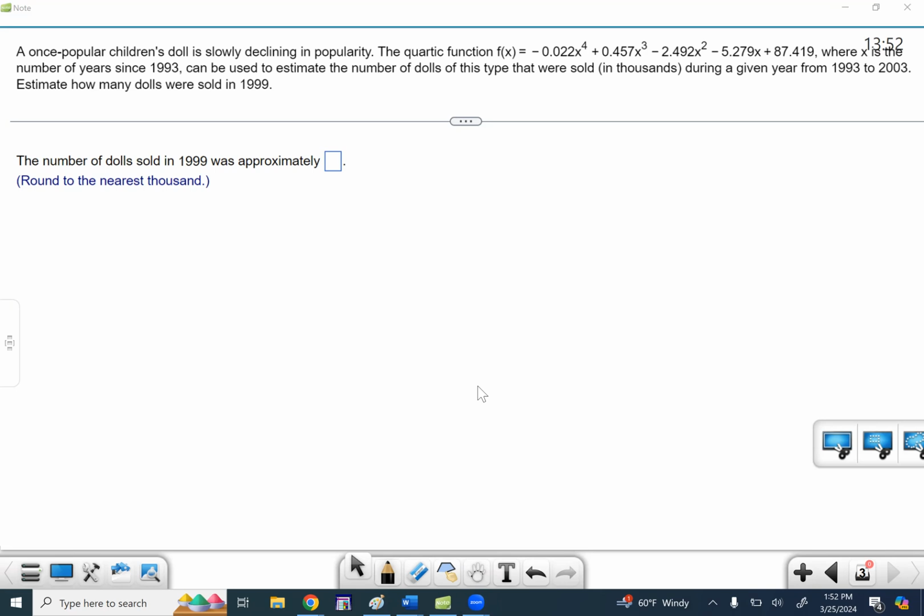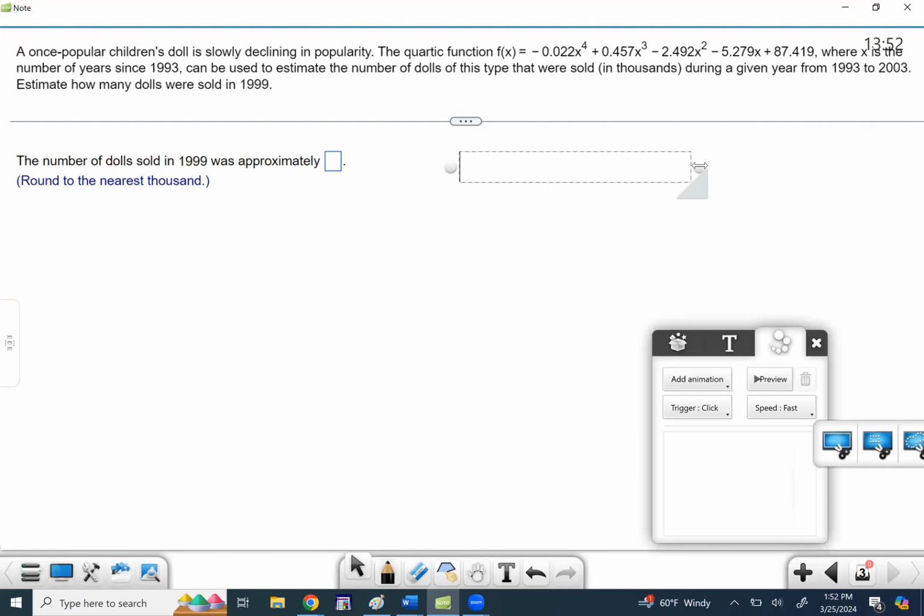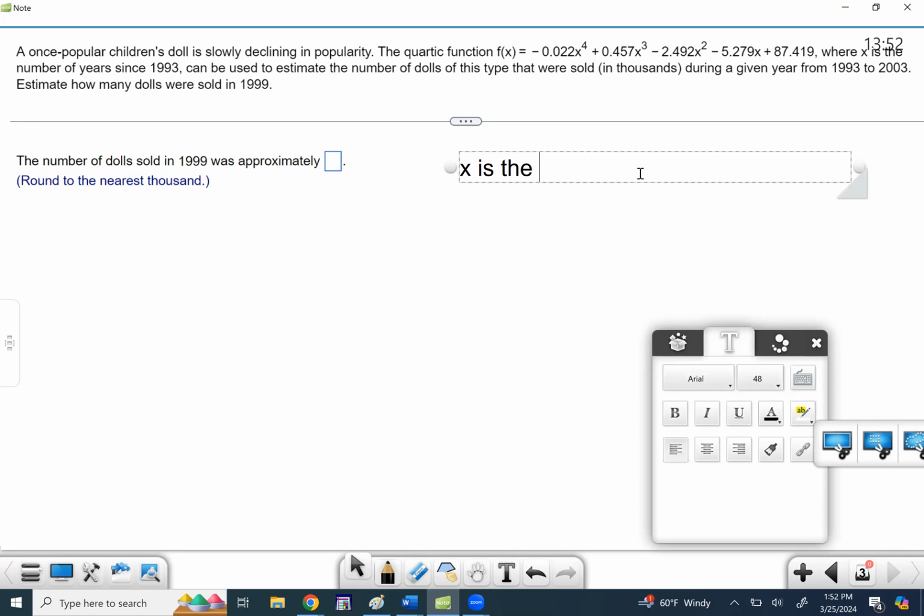So it says a once popular children's doll is slowly declining in popularity. The quartic function f of x, where x is the number of years since 1993, can be used to estimate the number of dolls of this type that were sold in thousands during a given year from 1993 to 2003. Estimate how many dolls were sold in 1999. So what you really want to take a look at is what X stands for. As we are reading that, it pretty clearly says X is the number of years since 1993.